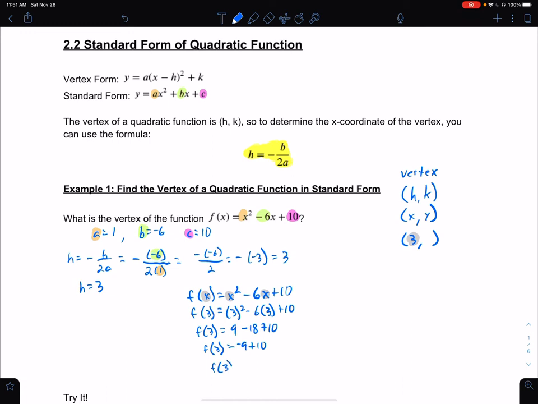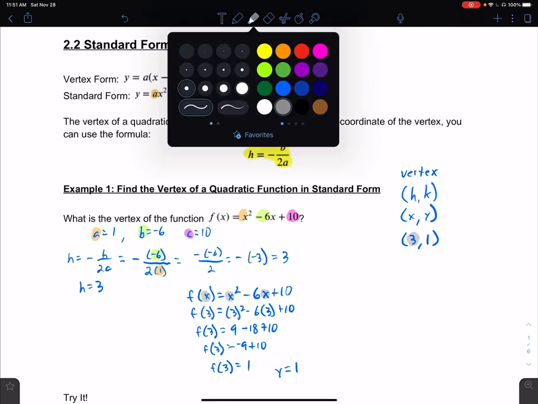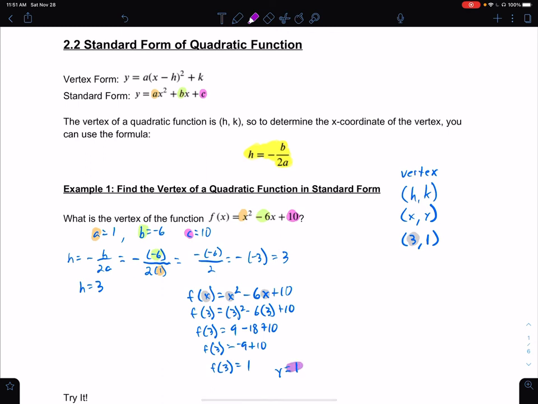So f of 3 would be equal to 1, which tells us that the y value is 1 when we plug in a 3. So that 3 is going to go there. So this y equals 1. That's where that comes from. And then again, they're just asking you for the vertex, so that is your answer.